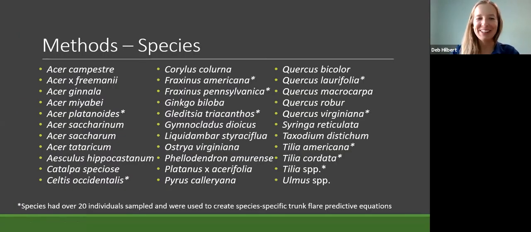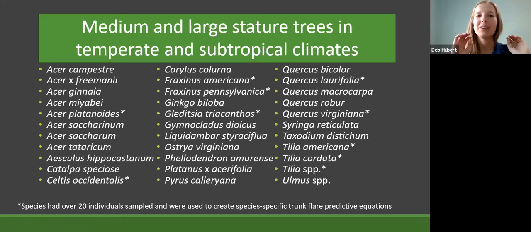You don't have to read all these. The gist of this is that we focused on medium and large stature trees. So we weren't looking at small trees for the study, and we weren't focused on tropical climates. We were really honing in on these medium and large stature shade trees.